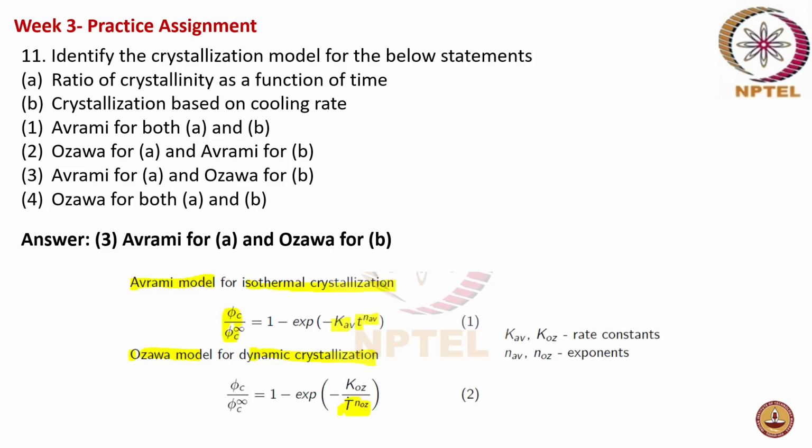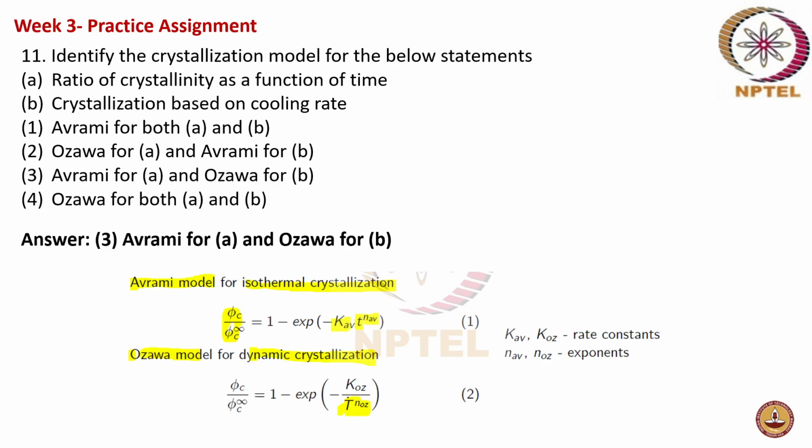So the Avrami model is for isothermal crystallization, and phi c by phi c infinity is 1 minus exponential of minus k, which is again a rate constant, t to the power n, where again n is an exponent. And the Ozawa model is for dynamic crystallization, as I told. So phi c by phi c infinity is 1 minus exponential of minus k Oz, which is again a rate constant, divided by t dot raised to the power n Oz, where t dot is your cooling rate, right?